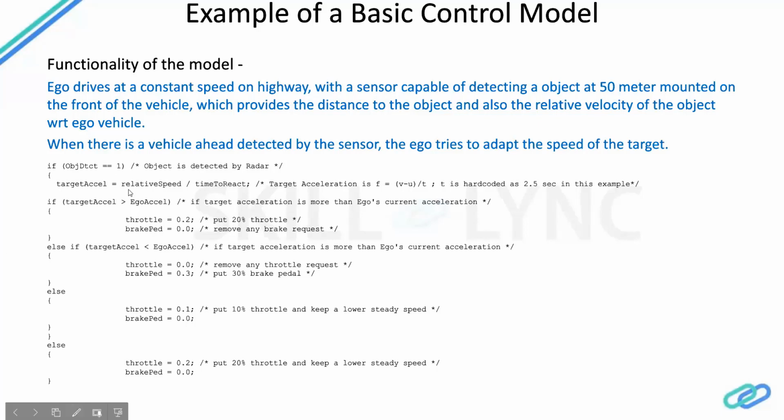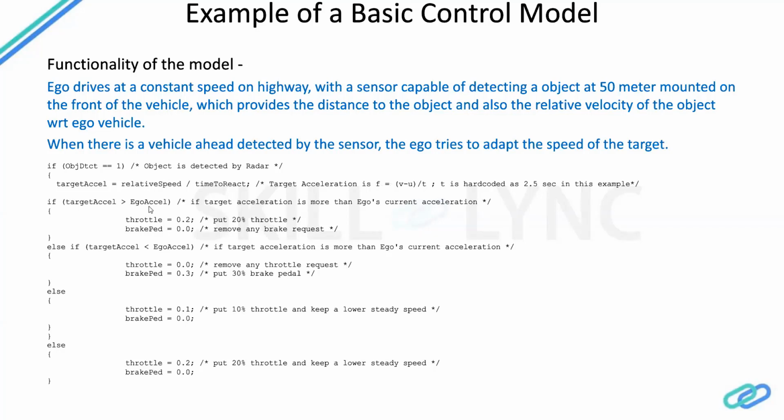If the object is detected, then I will calculate the target acceleration. I anyway have the relative velocity from the radar, and I have a time to react, T, hard-coded as 2.5 seconds. That means if my ego is moving at a speed of u kph and the traffic is moving at a speed of v kph, how much time do I need to shift my ego speed from u to v? For that, I have kept a time constant of 2.5 seconds in the example that I will be showing you now. With that information, I'm calculating the acceleration required from my ego vehicle.